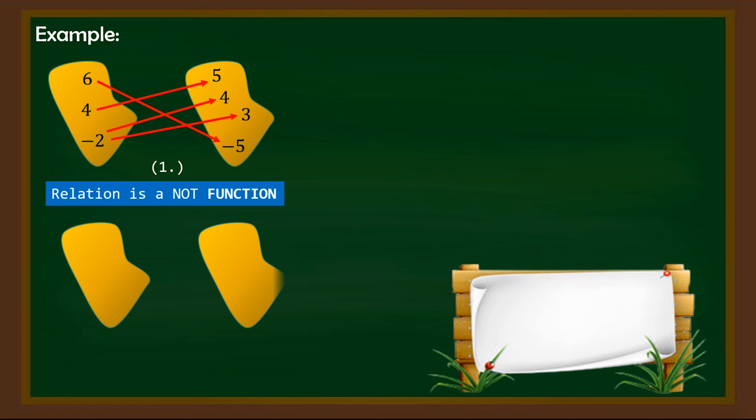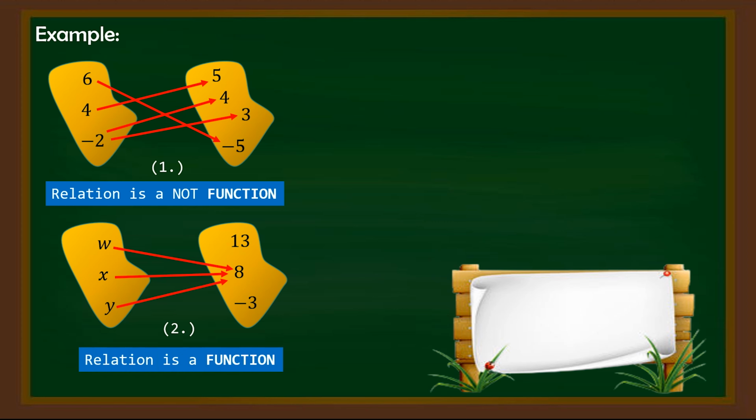How about the second example? The elements of the input are Y, X, and W. On the other hand, the elements of the output are 13, 8, and -3, where W is being paired to 8, X to 8, and Y to 8. Is the relation a function or not? Brilliant! The relation is a function.